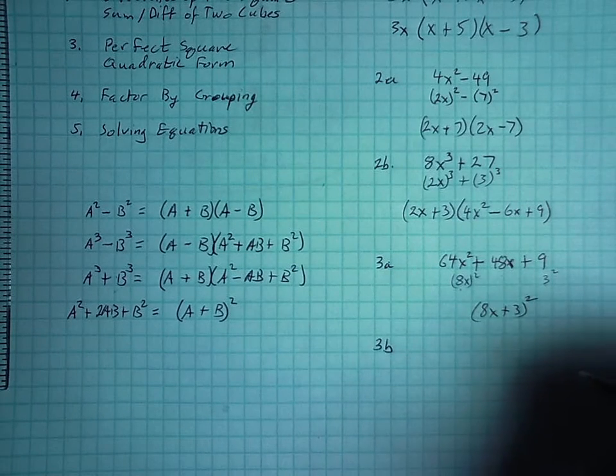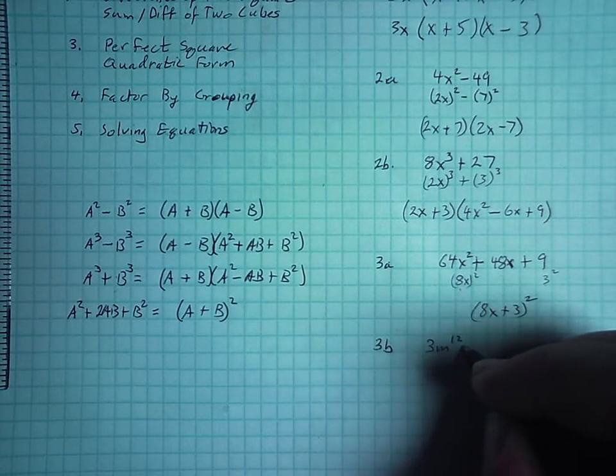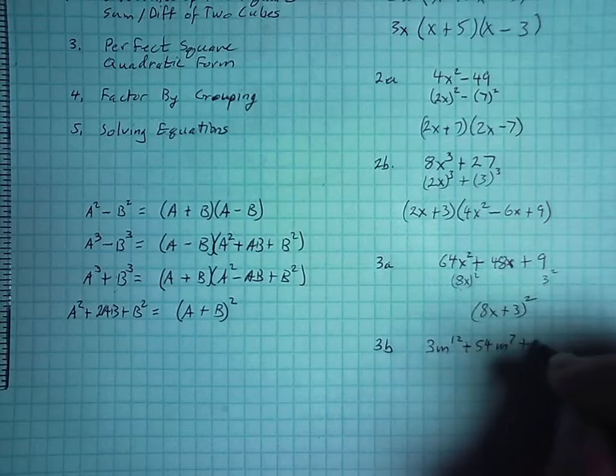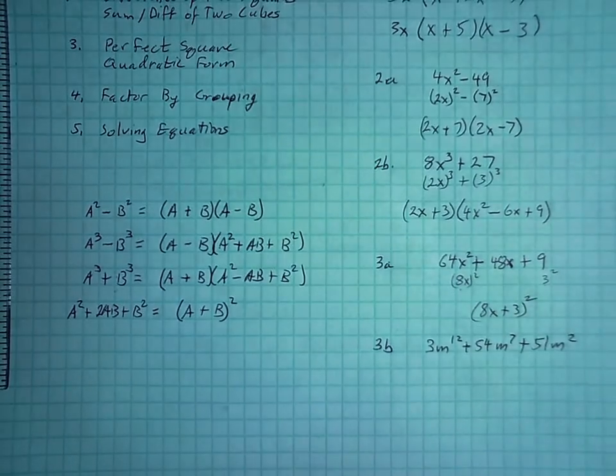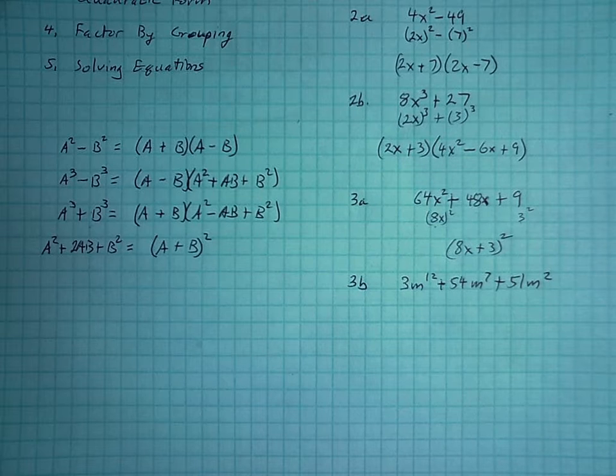3b, quadratic form. Now, quadratic form I think is an interesting idea. Whoever thought of it first certainly earned their pay that day. So the idea is, if we have a trinomial, even if it's not actually quadratic, we can factor it using the same strategies that we use for quadratics.